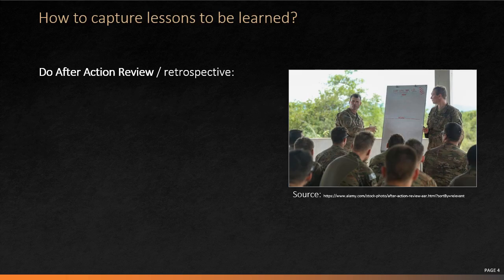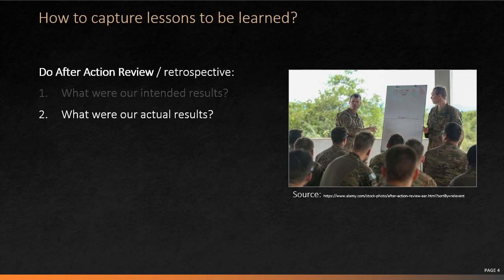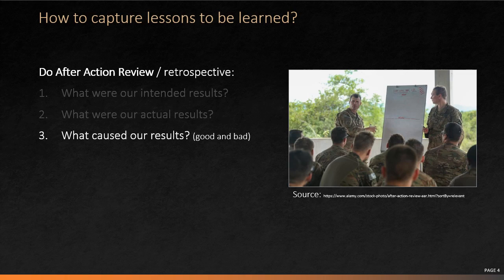When it comes to capturing lessons to be learned, the best simple method to use is after-action review. The method is based on asking and answering 5 simple questions. First, what were our intended results? Next, what were our actual results? That question is about what caused our results, good and bad. Here we look for the root causes.